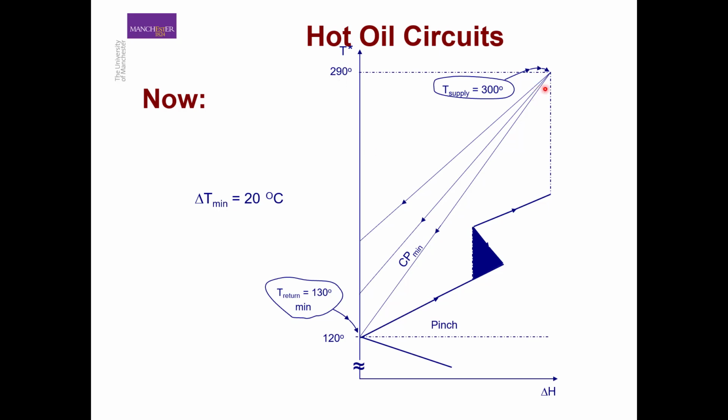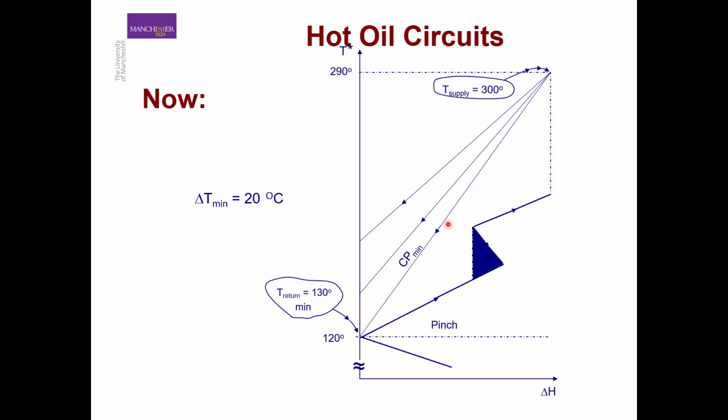And then we have these lines here, and these lines show the mass flow rate of the oil. If you remember, delta H is equal to CP, that is m dot Cp, the specific heat, times the temperature change of your oil.